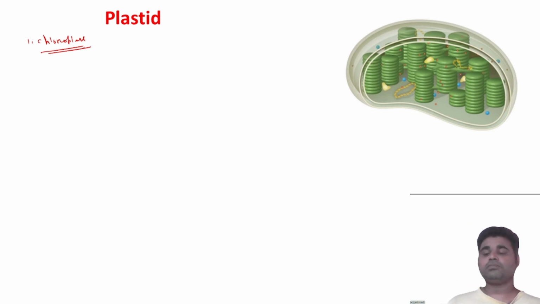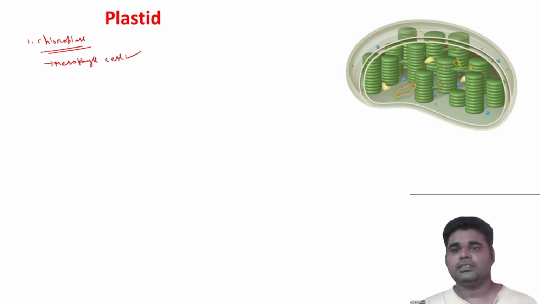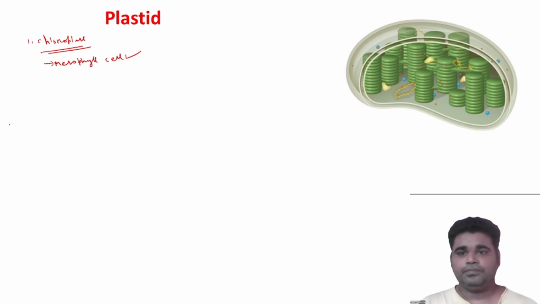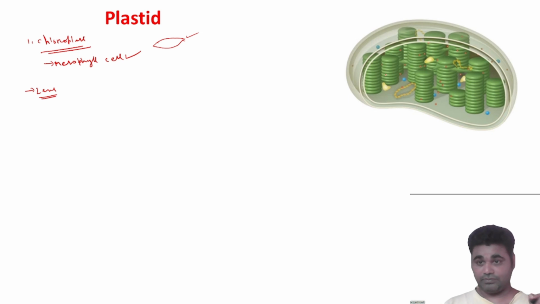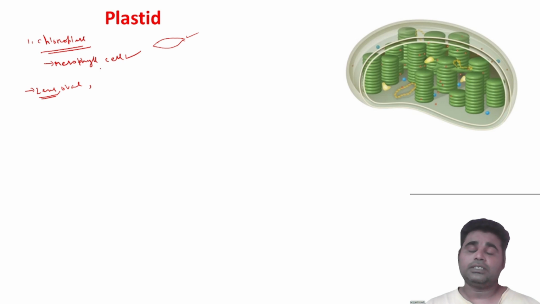The chloroplast is found in the green plant, obviously, and in the green plant the mesophyll cell contains the chloroplast. The chloroplast shape is a lens-like structure. Lens means, like the lens in our eye, it looks like this. The chloroplast also looks like this, or you can say an oval shape.